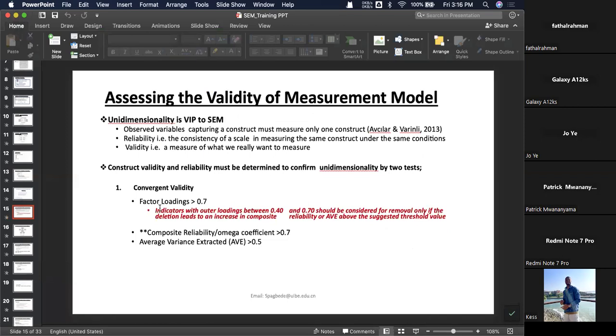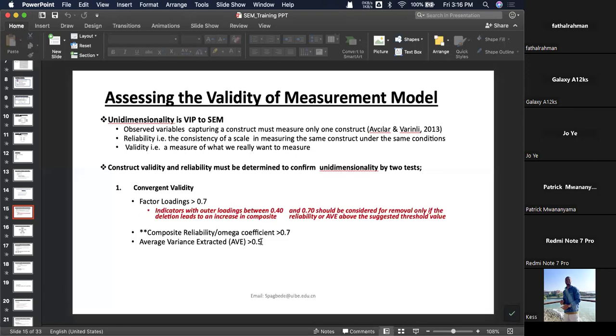Indicators with outer loadings between 0.40 and 0.70 should be considered for removal only if the deletion leads to an increase in composite reliability or AVE. Now, this is our composite reliability, 0.7. This is our average variance extracted. So now, before we decide to delete those two indicators, we need to look at our composite reliability and our AVE.